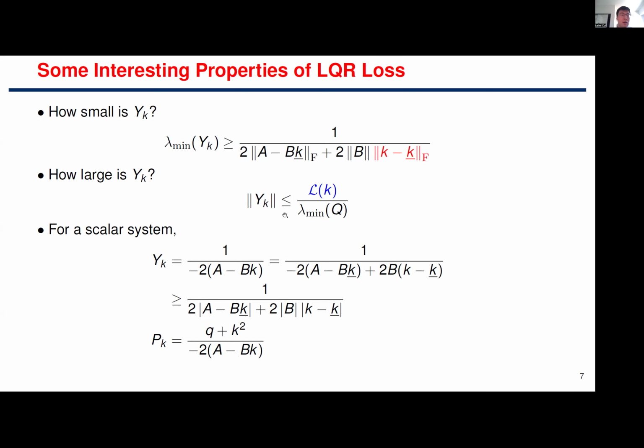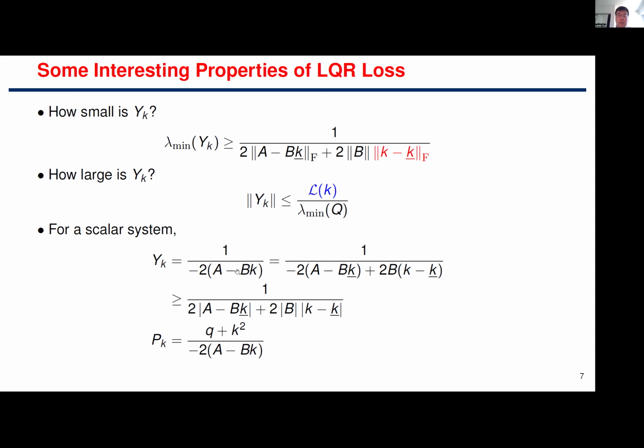Another question is how large Y_K is. We find that Y_K can be upper bounded by the LQR loss function. So that's another upper bound. To illustrate this lower bound and upper bound, we use a scalar system.